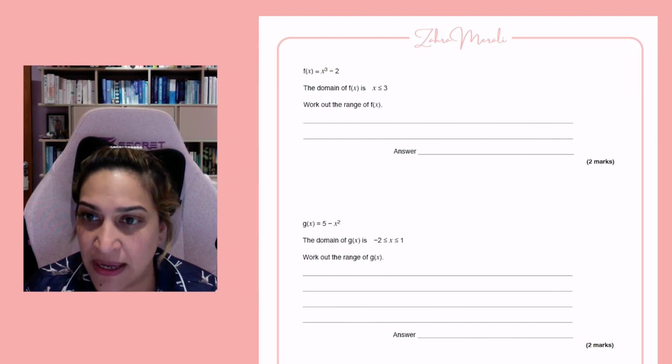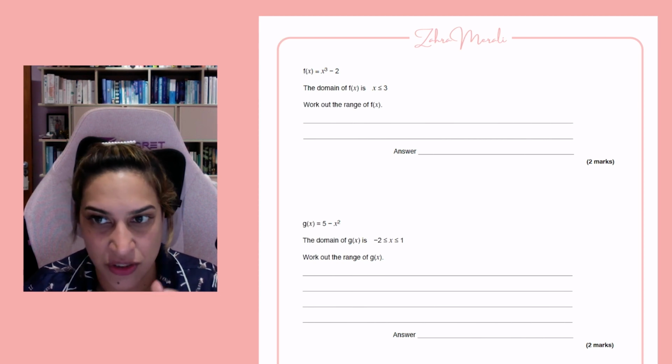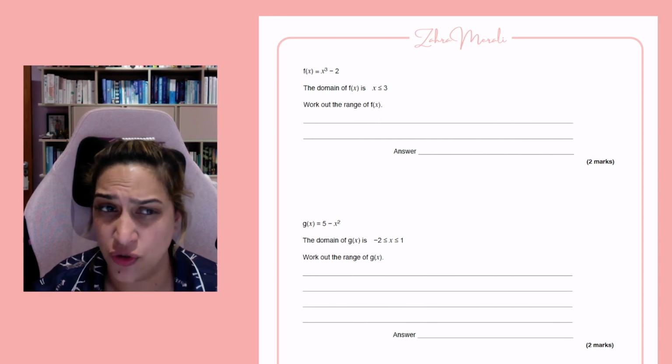Okay, so this is a prime example. We've got f of x is x cubed minus 2. Now let's think about what x cubed looks like.